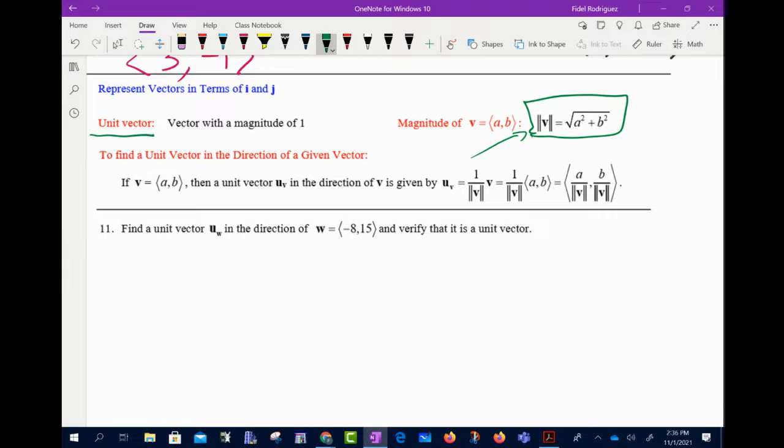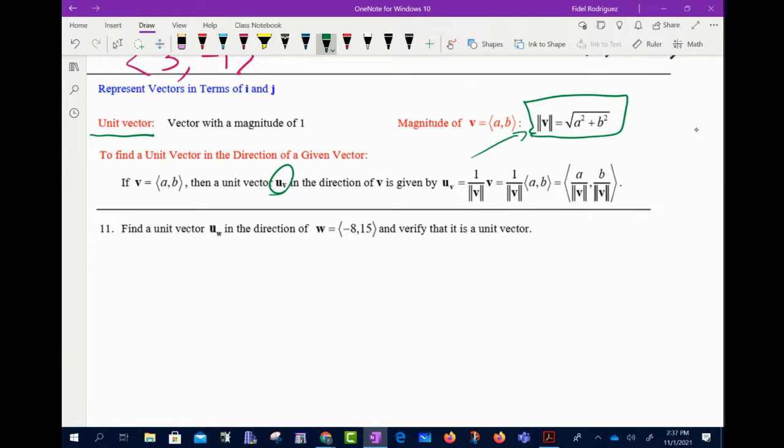Okay, so how do we find a unit vector in the direction of a given vector? If b is a vector AB, then the unit vector, and this is the notation we use, u with the little subscript of b, in the direction of b is given by 1 divided by the magnitude of b times the vector b itself, which is just each of those components divided by the magnitude of the vector. Okay, so let's see if we can figure out how to do this problem here. It says find a unit vector in the direction of w and verify that it's a unit vector.